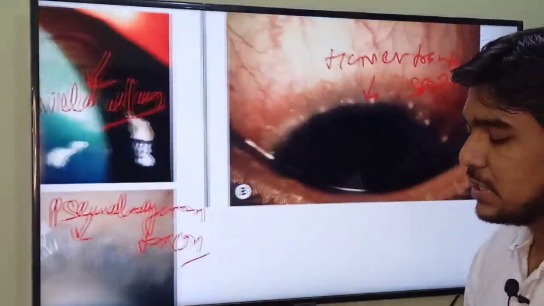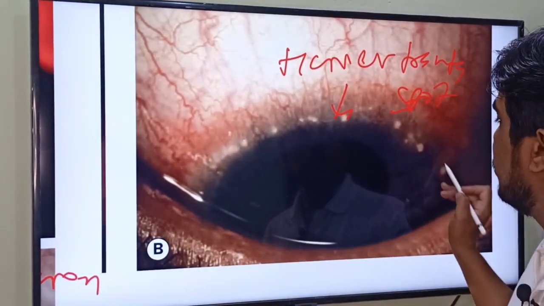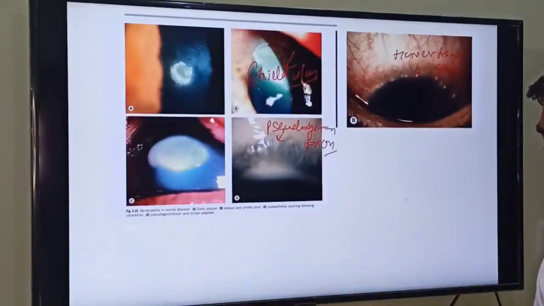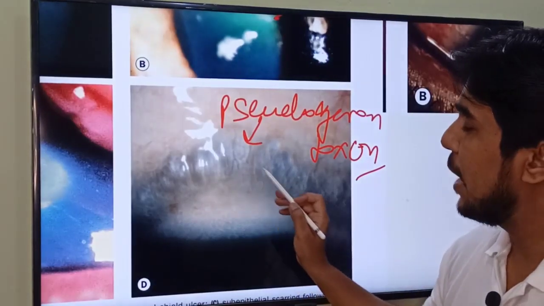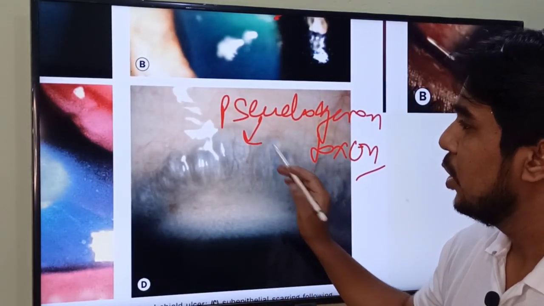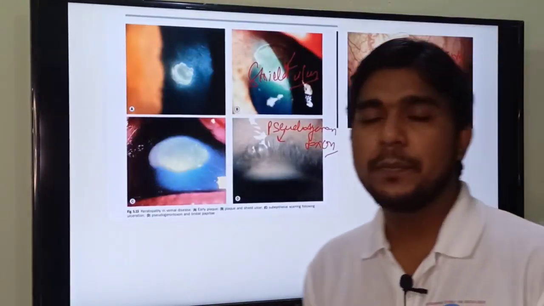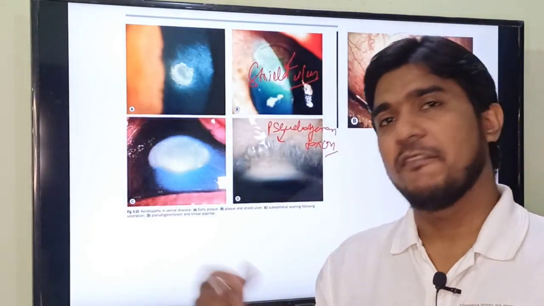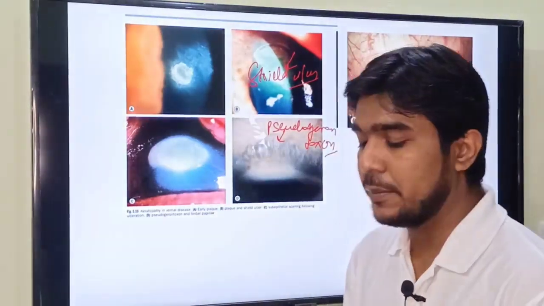Okay, this is the Horner-Trantas spots. Because of this, excretions or debris are deposited around the limbus. This is the Horner-Trantas spot, and this is what we call pseudogerontoxon. In the paralimbal areas, there are slight depressions along with ridges. So pseudogerontoxon is a part of VKC, Horner-Trantas spot is a part of VKC, and shield ulcer is seen in VKC or spring catarrh. This is question number 3.